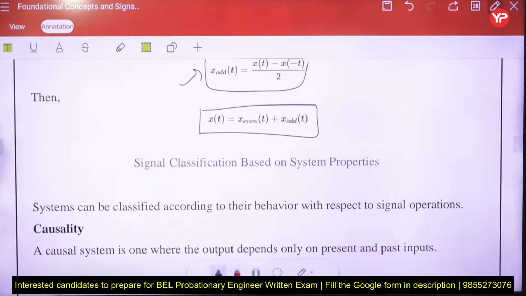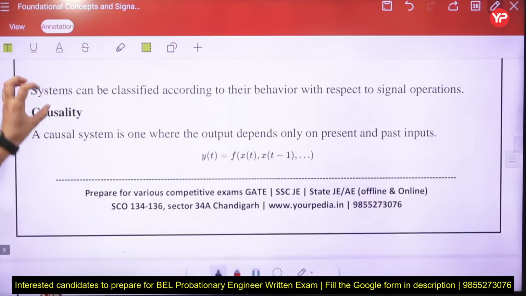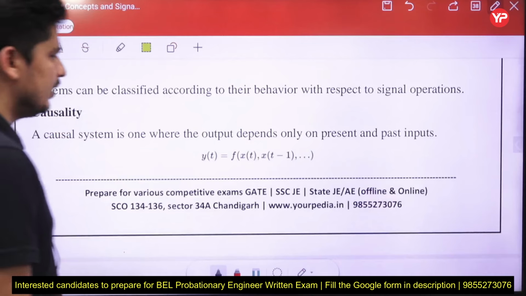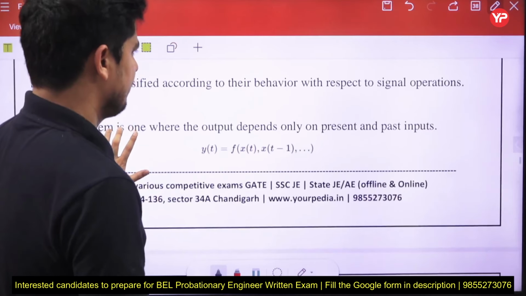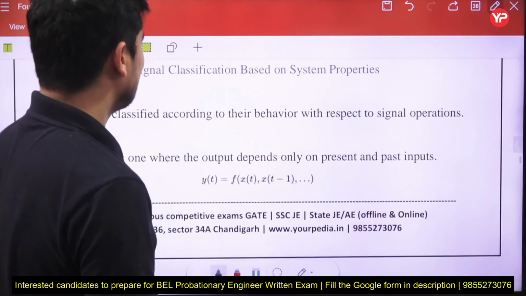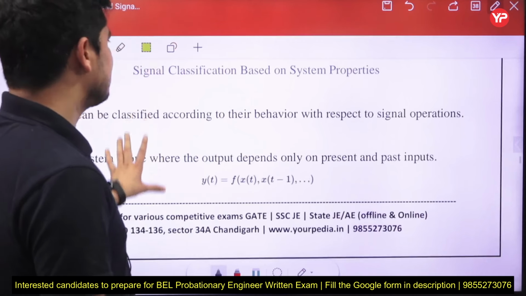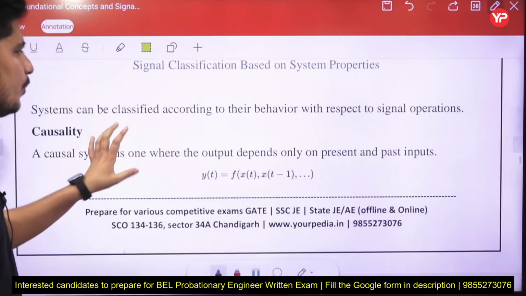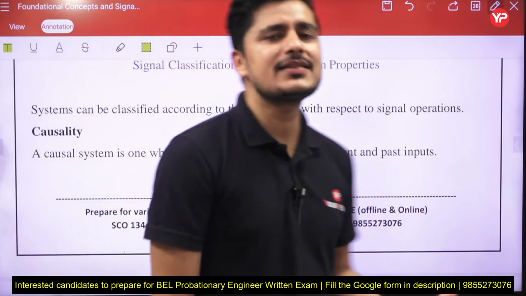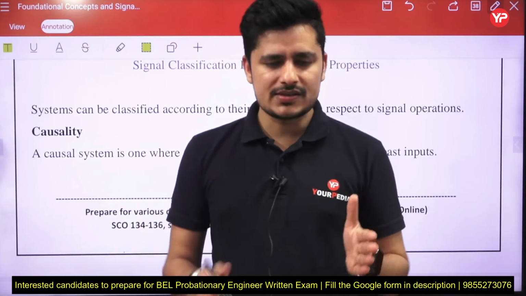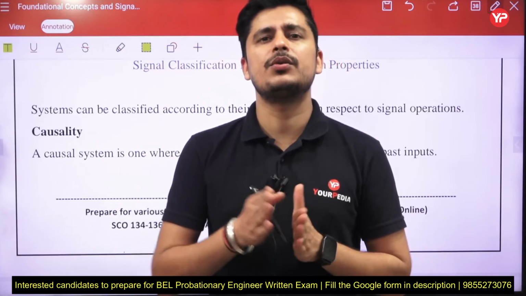Next, classification based on properties. Next is the causal signal. Causal means the signal, yeah, this is talking about systems, right? System classification based on system properties, right? See, signals can also be causal, right? Causal signals are those signals which are 0 for t less than 0.